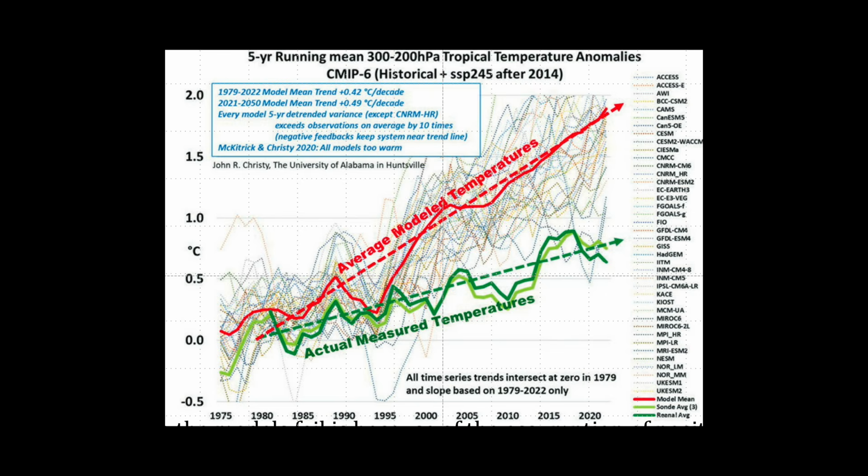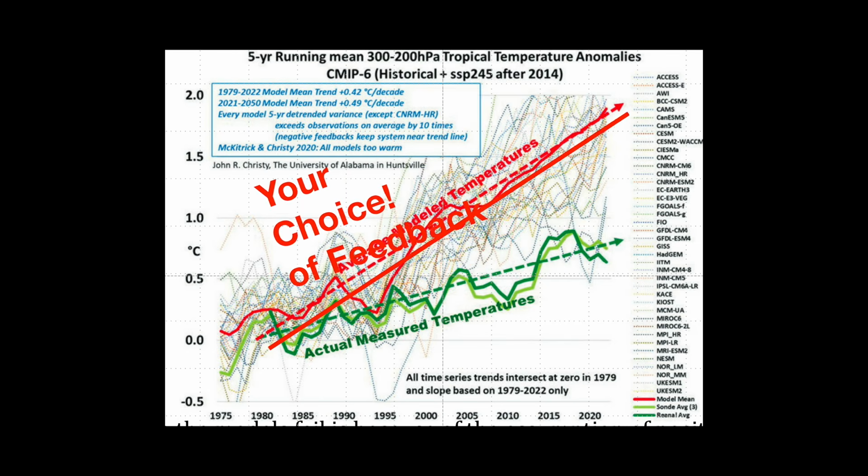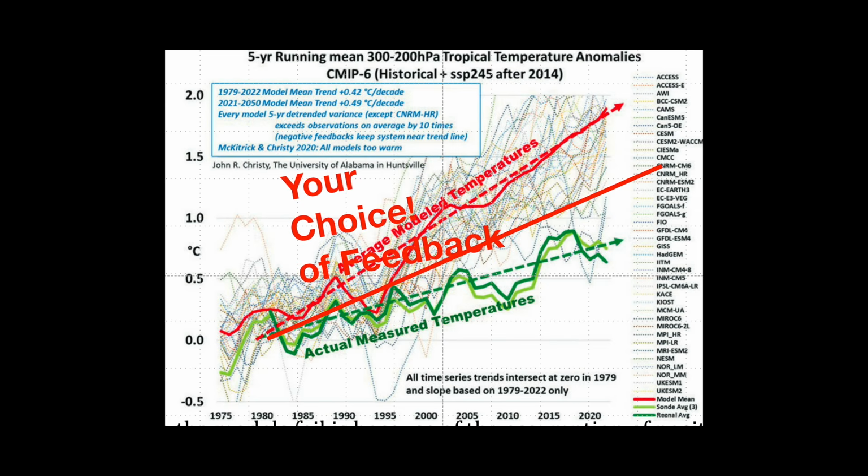I think the faint green line there is probably the balloons, because the balloon data agrees with the satellite data. So you can see the models are all running far too warm, far too hot. And that's because they all have this feedback built in to them. And therefore that is the difference, the feedback.